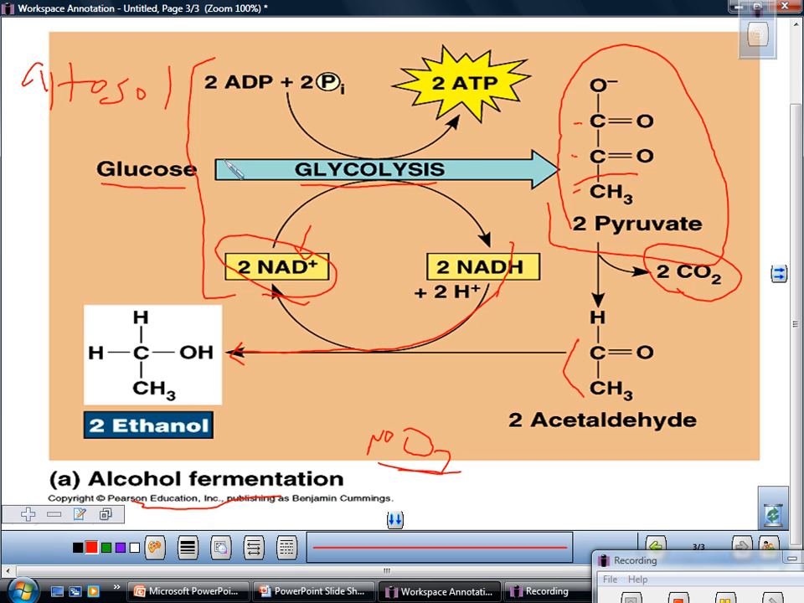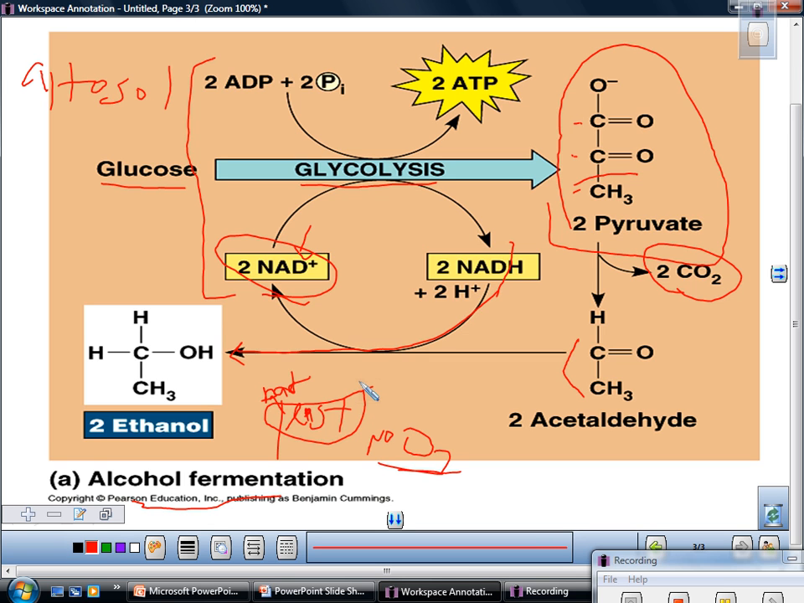Now, just so you know, we do not do this. This is not in humans. Alcoholic fermentation happens in bacteria and also in yeast cells, which are fungi. But this occurs in yeast and bacteria, and it is important to us because the yeast that utilize this is one of the main ways that we make bread.